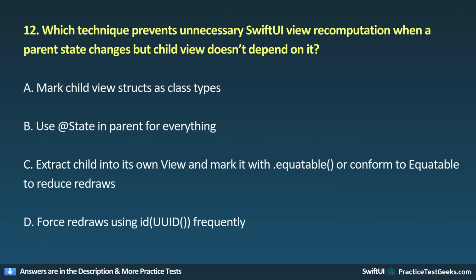12. Which technique prevents unnecessary SwiftUI view recomputation when a parent state changes but the child view doesn't depend on it? A. Mark child view structs as class types. B. Use @State in the parent for everything. C. Extract the child into its own view and mark it with .equatable() or conform to Equatable to reduce redraws. D. Force redraws using .id() frequently.